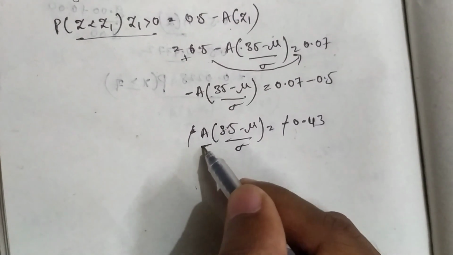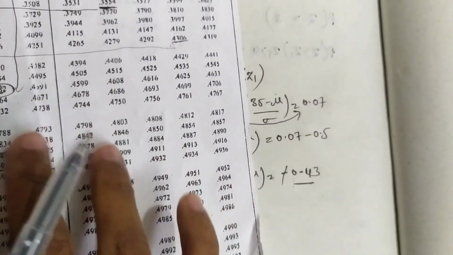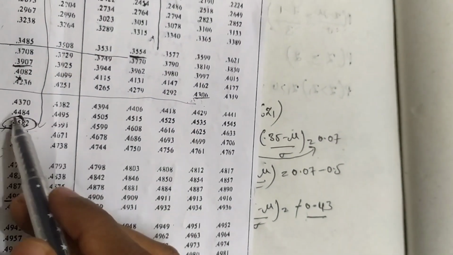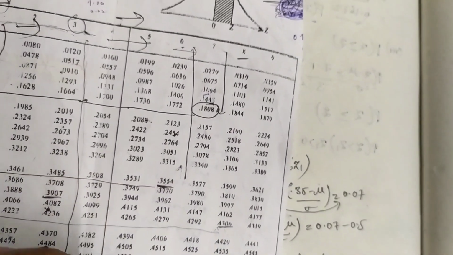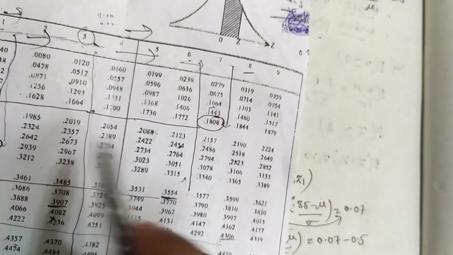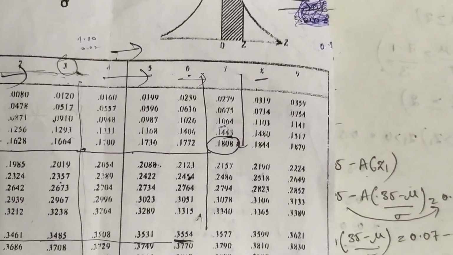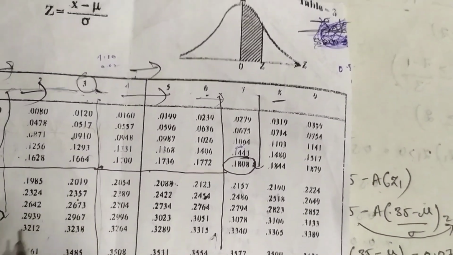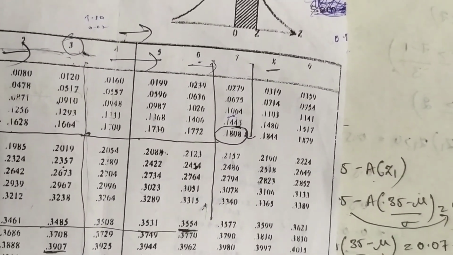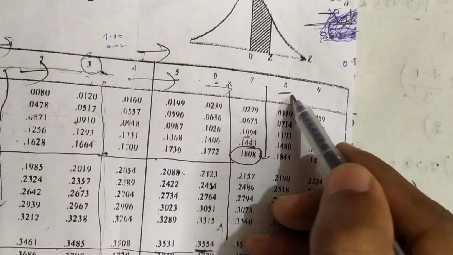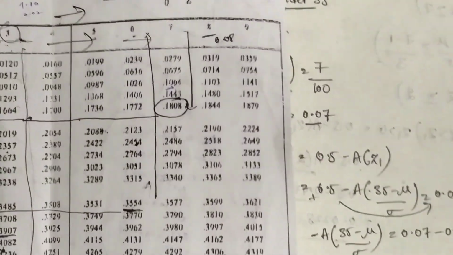By removing this argument, we see this value in the z distribution table in the middle values. This value is going to be seen in the middle. By seeing where the value starts, we get the row wise and column wise elements. Here the 0.43 value is seen in the middle. The starting value is here, 1.4 plus 0.08.